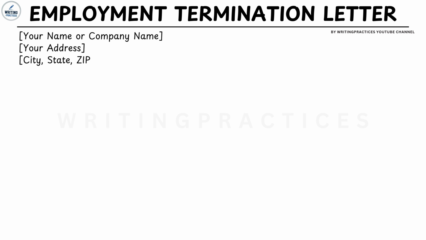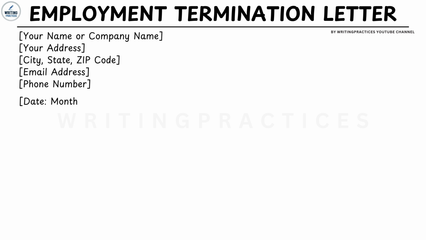Sender's contact information. Start with your contact information at the top of the letter. For example, your name or company name, your address, city, state, zip code, email address, phone number. This section identifies who the letter is from, ensuring the recipient knows exactly where it's coming from. Use a professional format with your full name or your company's details. If you're sending this as part of HR, be sure your company logo or letterhead is included for an official touch.